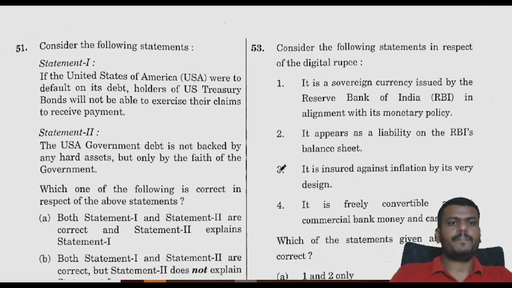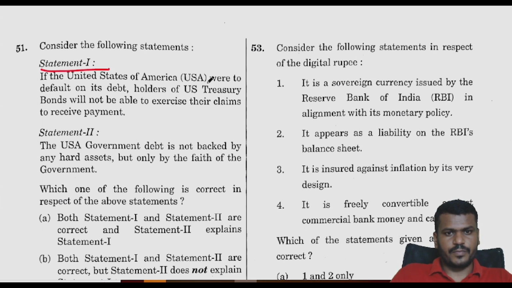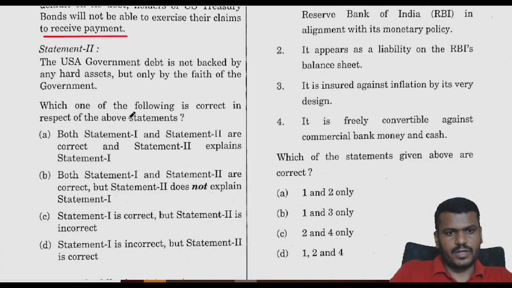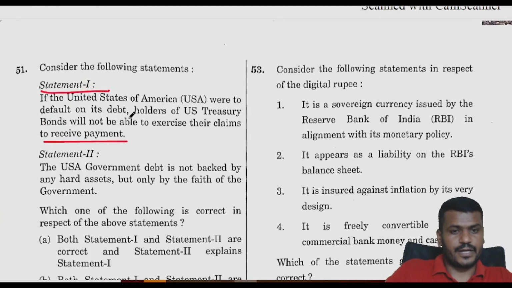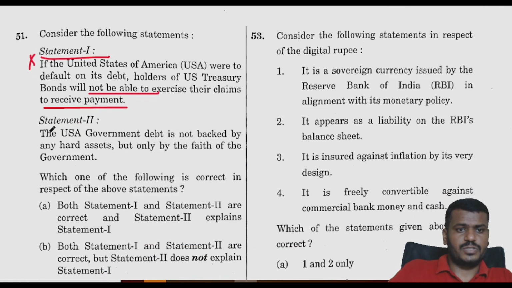Okay, next, consider the following statements. Statement 1: if the United States of America, USA, were to default on its debt, holders of US Treasury bonds will not be able to exercise their claim on repayment. See, when you read this statement, definitely with the first statement you will get a doubt. Statement 1 is incorrect, because how can they not exercise their claims on repayment? They will exercise their claim on repayment.